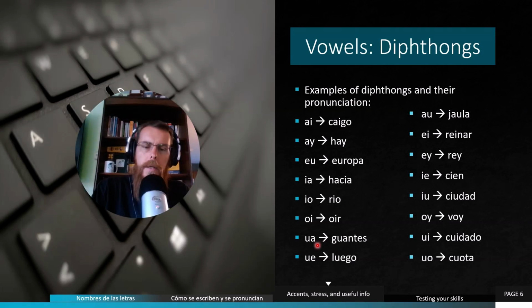ua, as in the word guantes, which are gloves. ue, as in the word luego. au, as in the word jaula. ei, as in the word reinar, which means to reign or to rule. Jaula means cage. Reinar means to rule, like a kingdom.